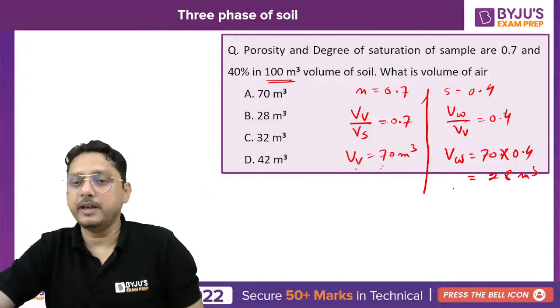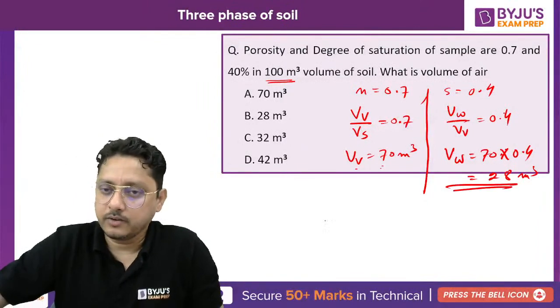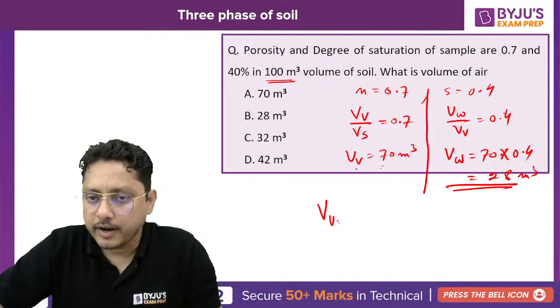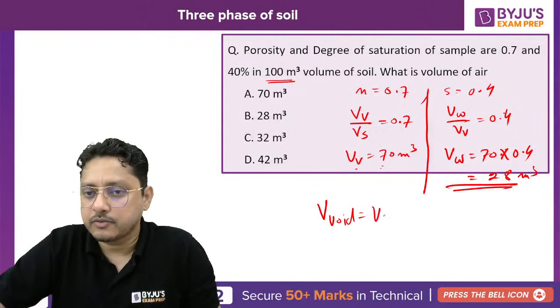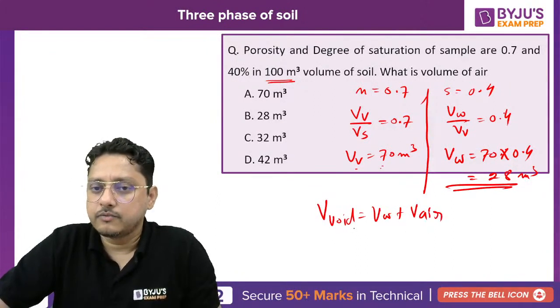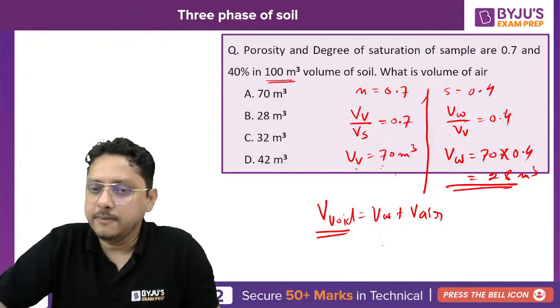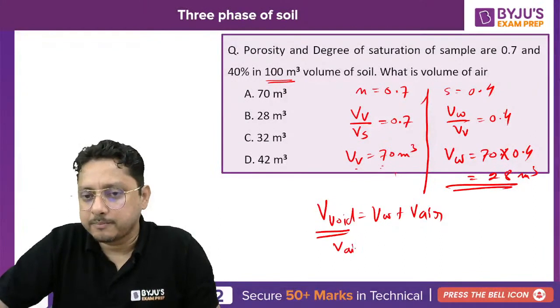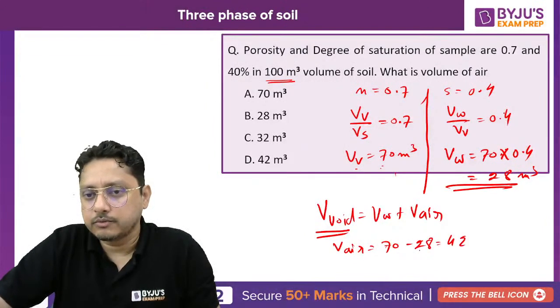Once you are able to calculate volume of water, you know the total volume of void is nothing but the summation of volume of water and volume of air, isn't it? Volume of void you already have, that is 70. So volume of air will become 70 minus 28. That's all. 42.